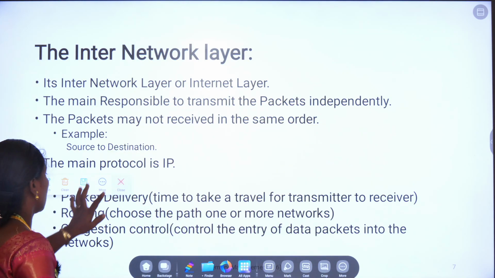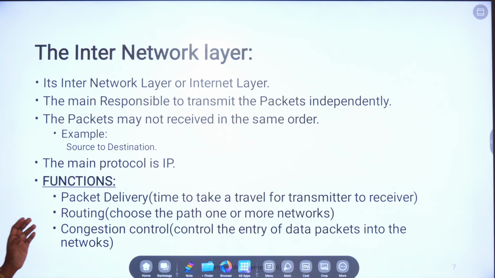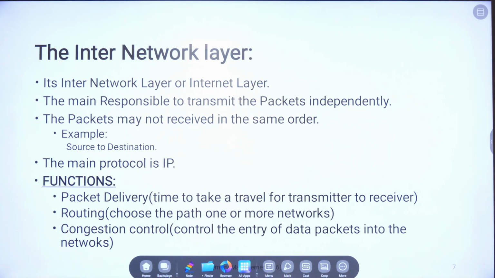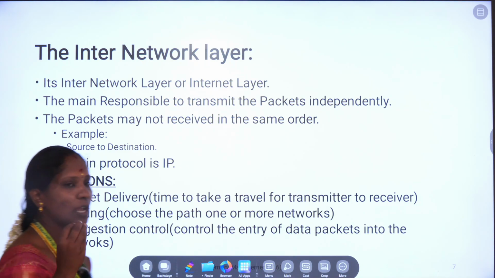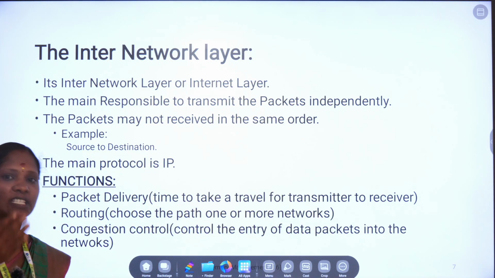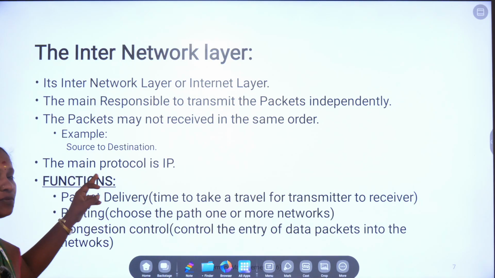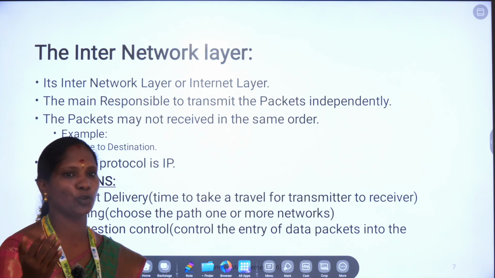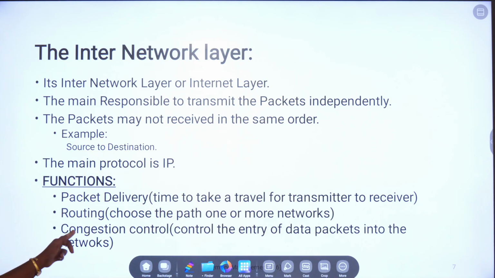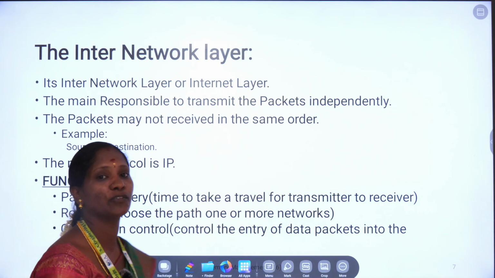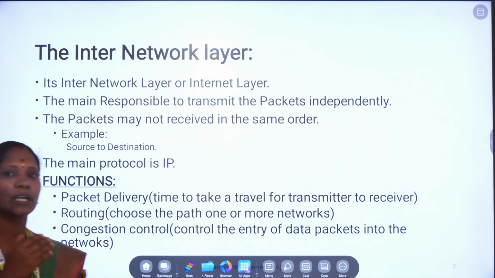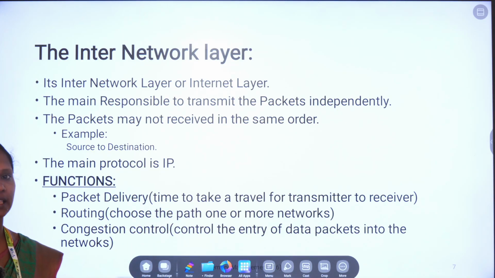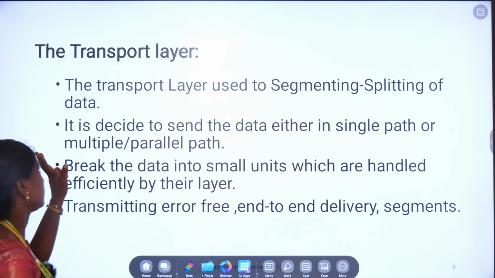Next, it has 3 functions: first, packet delivery; second, routing; and third, congestion control. What does packet delivery mean? It is the time taken to travel from the transmitter to the receiver of the data. That is packet delivery. Routing means choosing the path through one or more machines. And the third one is congestion control. Congestion control is a mechanism used to control the entry of data packets into the network.